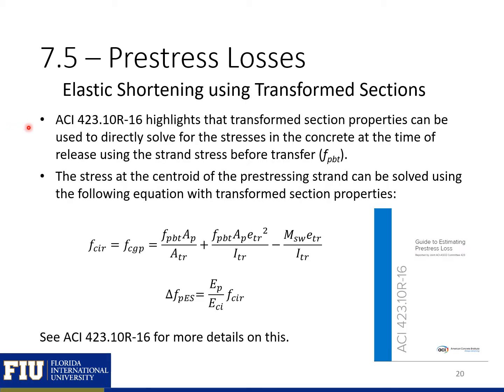ACI 423, the document on pre-stress losses, highlights that transformed section properties can be used to directly solve for stresses in the concrete at the time of release, using our strand stress before transfer. So we can calculate our elastic shortening loss just by taking the strand stress before transfer with our transformed section properties, using these equations here. And you can see the ACI 423 document that I show here, the guide to estimating pre-stress losses, for more details on this.